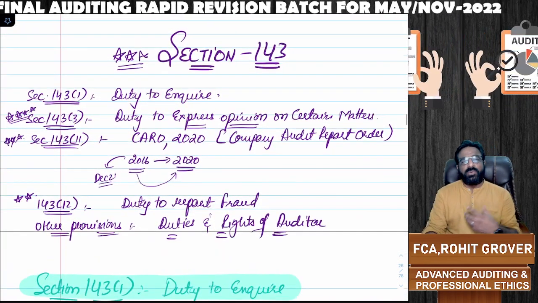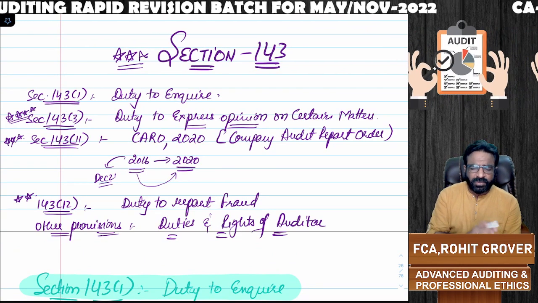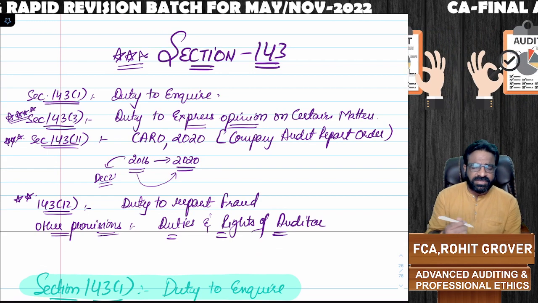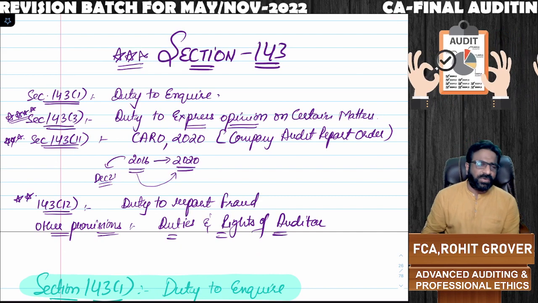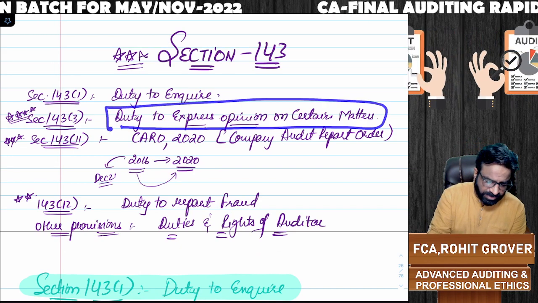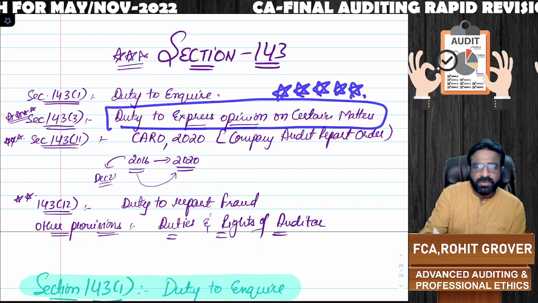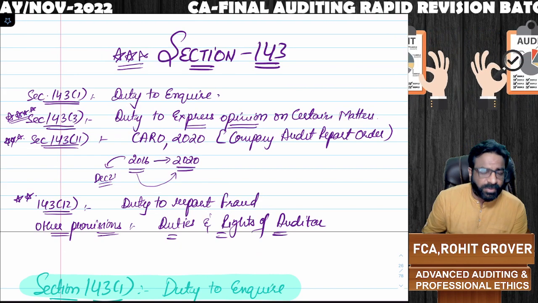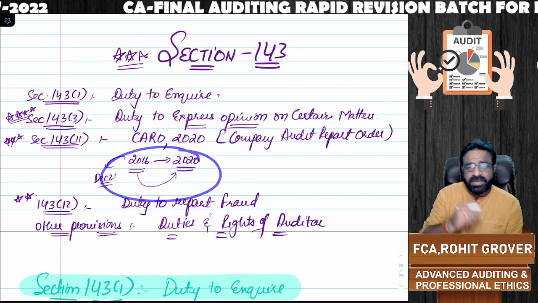Now comes the most important section, that is 143. In section 143, there are a total of 15 subsections. Section 143 subsection 1 is the duty to inquire. Then section 143 subsection 3 is the duty to express an opinion on certain matters. Here one amendment has come, and the biggest amendment, as you already know, is that CARO 2016 has been replaced by CARO 2020.